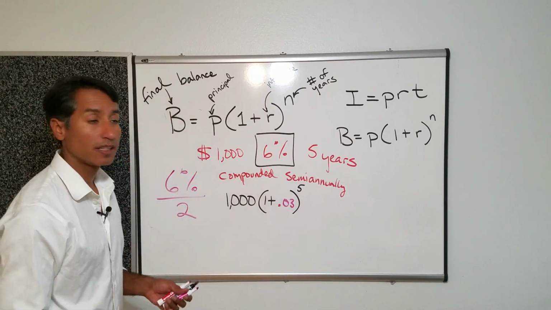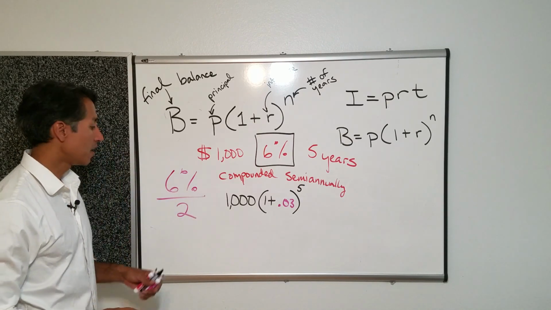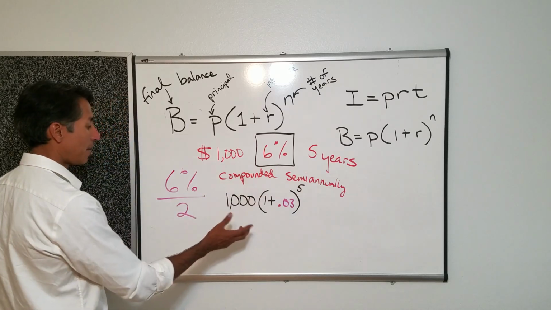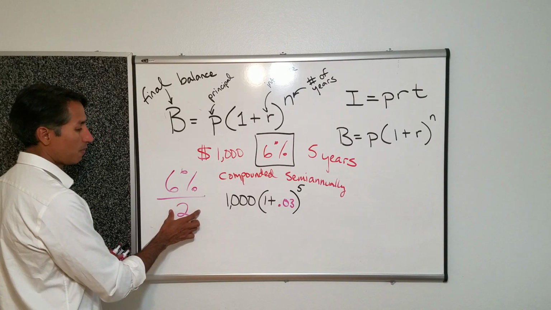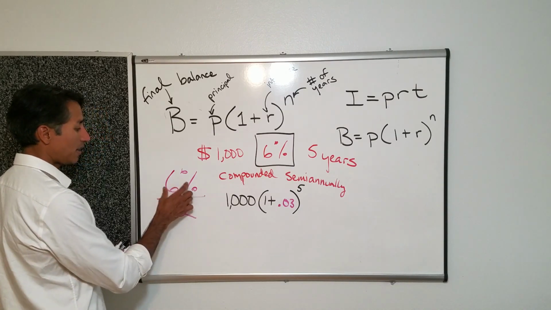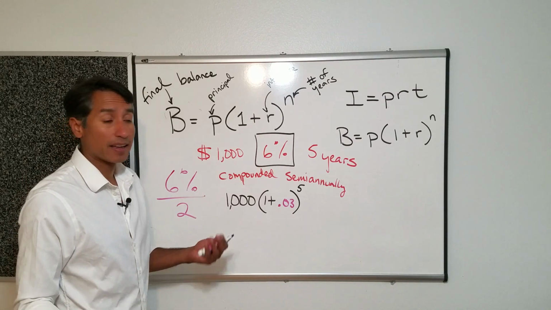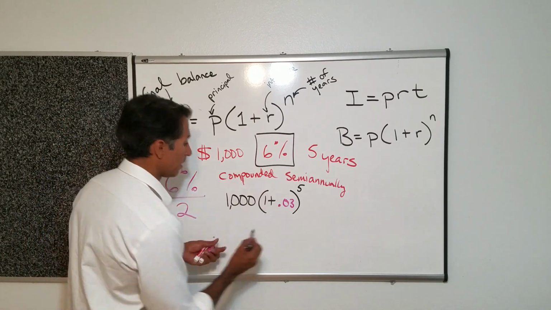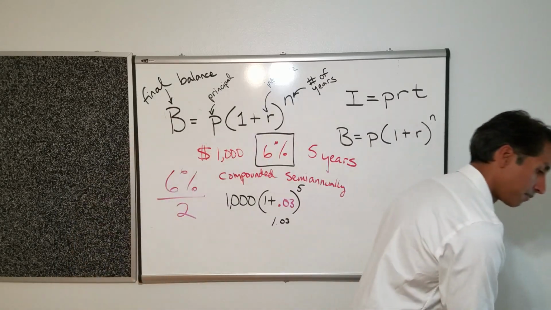If it was quarterly, you would divide the 6% by fourths, okay? So it just depends on what they're looking for you to do. This one was semi-annually or twice a year, so we divided it by 2. If it was quarterly, you would divide your interest rate by 4. It does affect how much you make. So let's see what happens. 1 plus 0.03 is 1.03, and that's to the 5th.